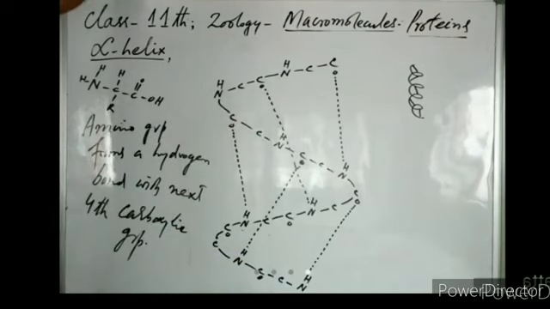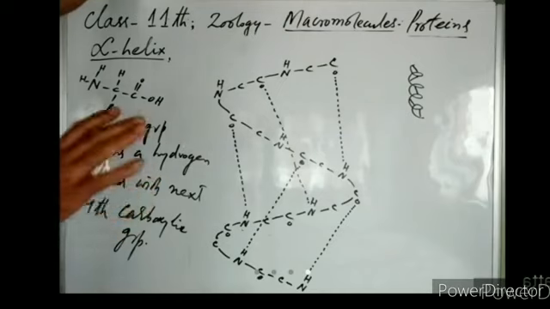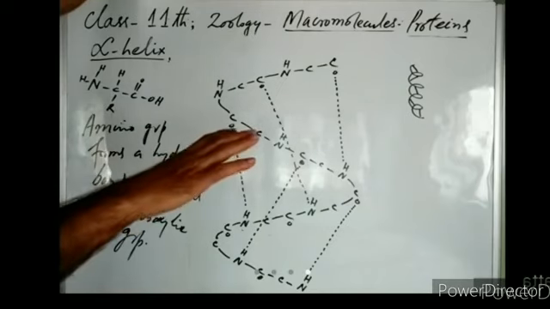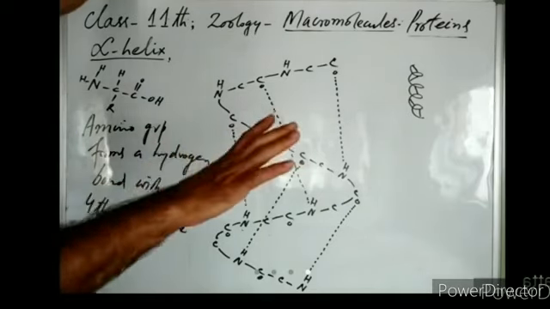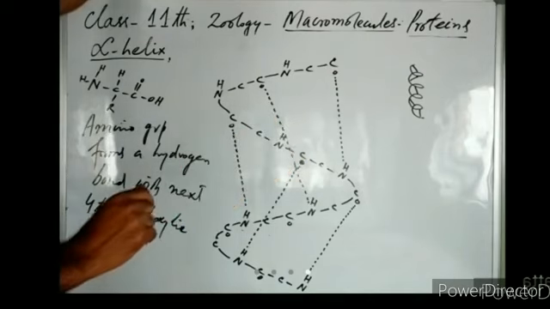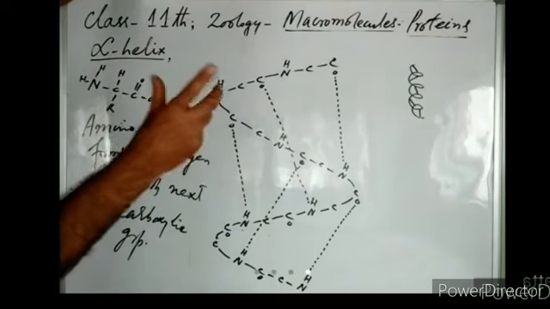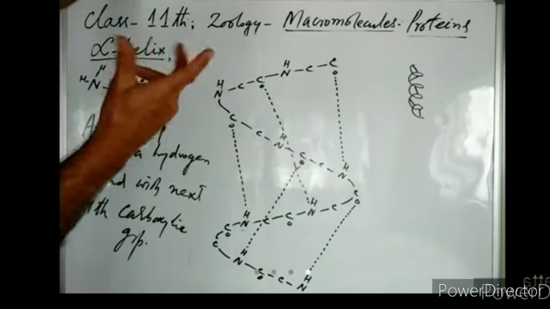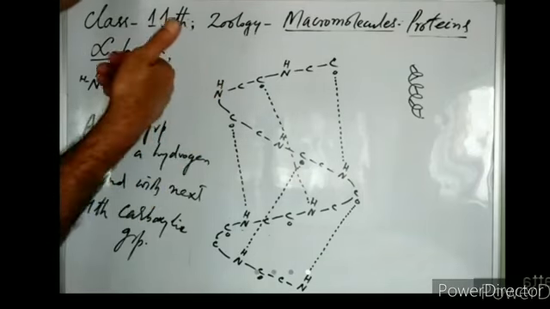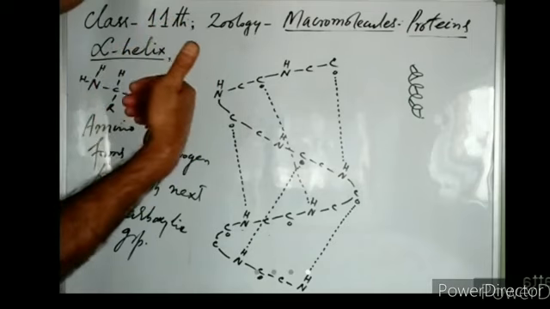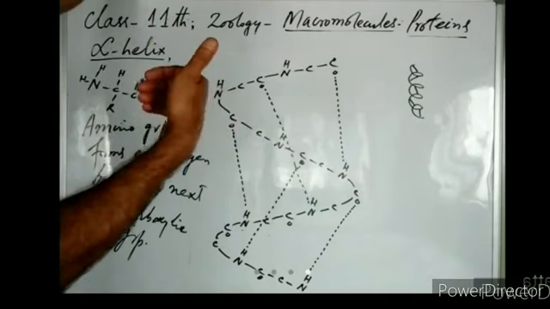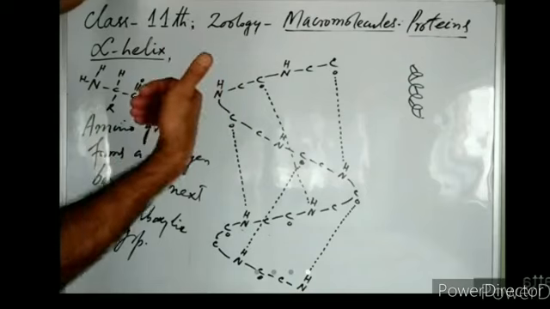Now, what is an alpha helix? How is an alpha helix formed? For the formation of an alpha helix, first the amino acids combine in a linear manner. They form a long polypeptide chain. Then this polypeptide chain gets coiled around an imaginary axis. So it becomes a right-handed helix.